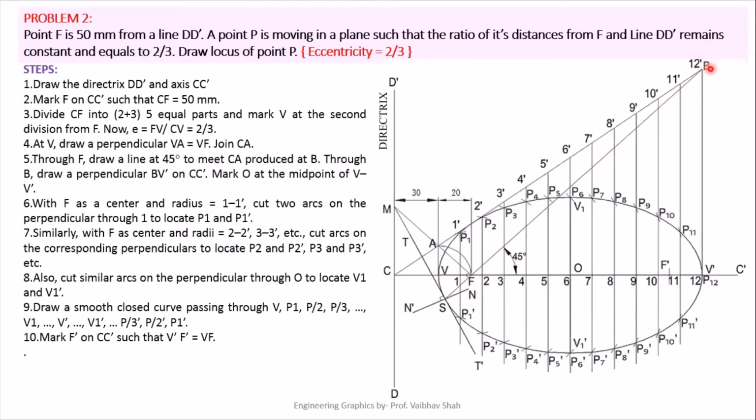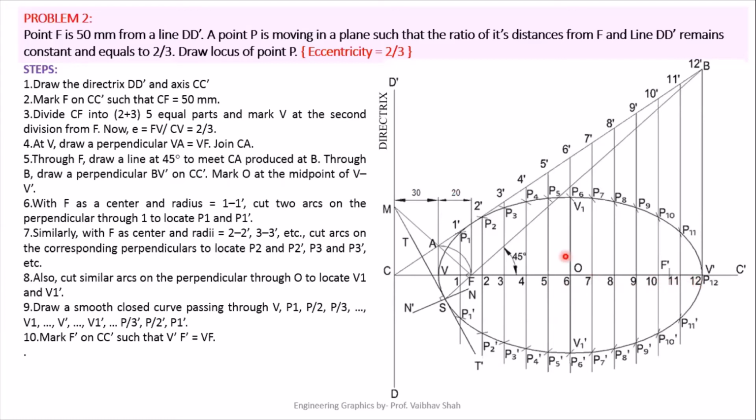After getting this point B, you will draw the vertical line which is perpendicular to your CC dash line to get your other vertex point V dash. After getting vertex points V dash and V, you will measure the distance between V and V dash, and divide this distance into a suitable number of equal parts. Let's say here we have divided this line into 12 equal parts. Let us give numbering 1, 2, 3, 4, 5, 6, 7, 8, 9, 10, 11 and 12.